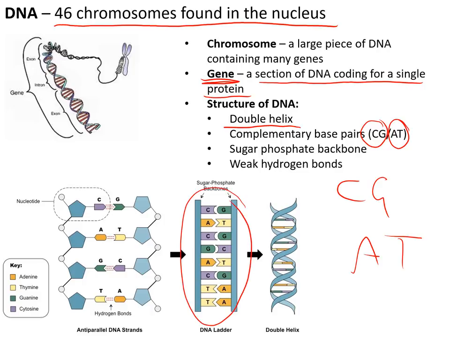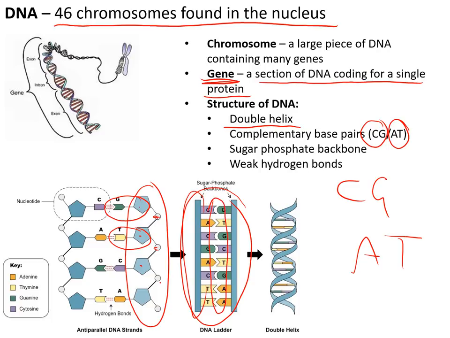The DNA has a sugar phosphate backbone, so the straight part of the ladder there is made of this alternating sequence of sugar, phosphate, sugar, phosphate, sugar, phosphate. And you can see the bases are attached to the sugar, not the phosphate. And the last thing is between the bases. In that section there, between the bases are weak hydrogen bonds that can be unzipped in order to allow the DNA to work properly.